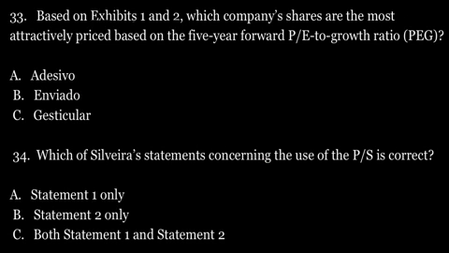33. Based on Exhibits 1 and 2, which company shares are most attractively priced based on the 5-year forward PE to growth ratio, the 5-year PEG ratio. So we need the forward PE of both, divided by their growth. So let's just do them in order here. We had 14.72 divided by 0.91 for Adesivo, and we'll divide by their growth rate of 16.67, and we get to 0.97.